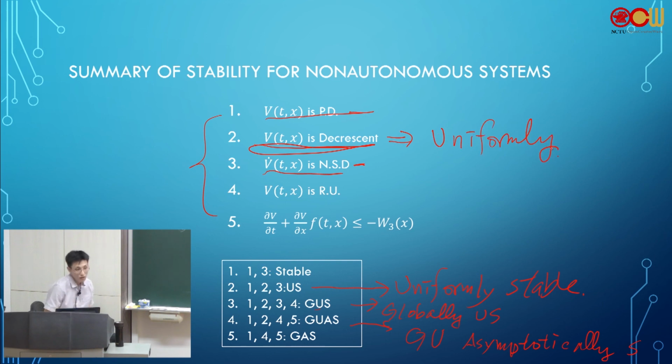Uniformly means it doesn't depend on time. The convergence doesn't depend on time. And if this one is satisfied, it's global. It doesn't depend on the initial condition. For asymptotically stable, the fifth condition has to be satisfied. And for these two, you can choose one of them. If 3, then it's stable. For 5, it's asymptotically stable, which is even better. So the previous few slides defined decreasing, radially unbounded, PD, PSD; those are the tools to define the stability for non-autonomous systems.